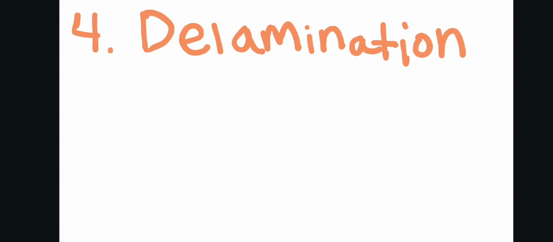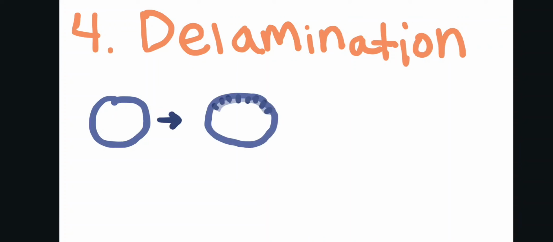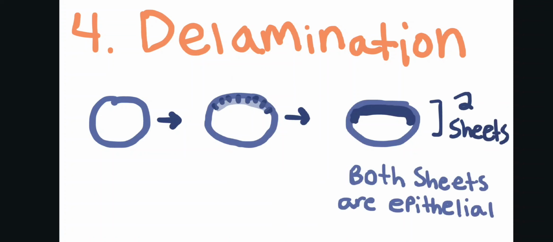which is delamination. In delamination, we're again going to start with a little blastula, and then some cells will dissociate from their original layer. However, this time these cells will move inwards together to form a new layer. And here, unlike ingression, the cells that move inwards to form the new layer are epithelial. So in this example, we have 2 layers as the result. However, there are cases of delamination where more layers are formed, which is important to keep in mind.